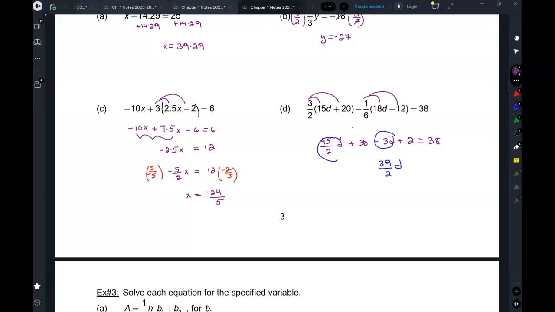D is equal to, so here I have 30 and 2. I subtract from the 38, so I just have a 6. And now I'm going to multiply both sides here by 2 over 39. So D is equal to, when you distribute and simplify, you get 4 over 13. Okay, moving along.